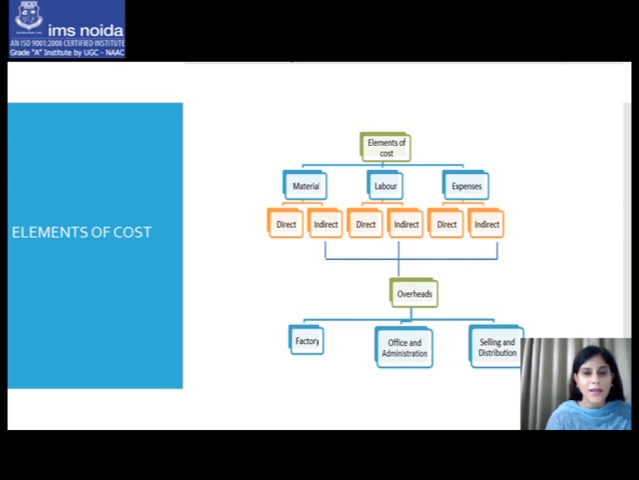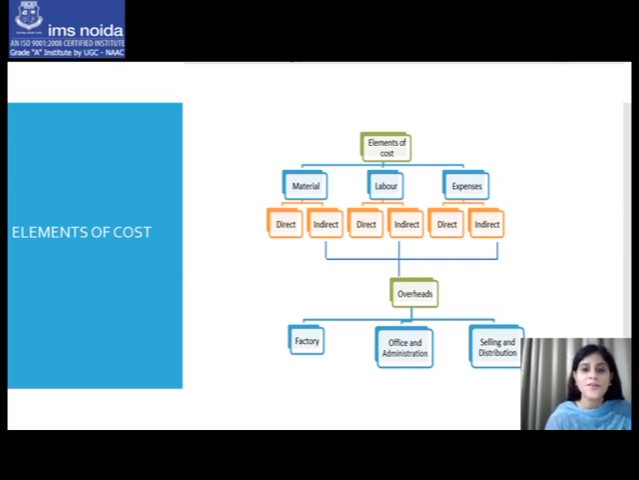When we classify overheads, we generally get three types of overheads. One is the factory overheads. The second one is the office and administration overheads. The third one is the selling and distribution overheads. So we'll be discussing each element of cost in detail now.